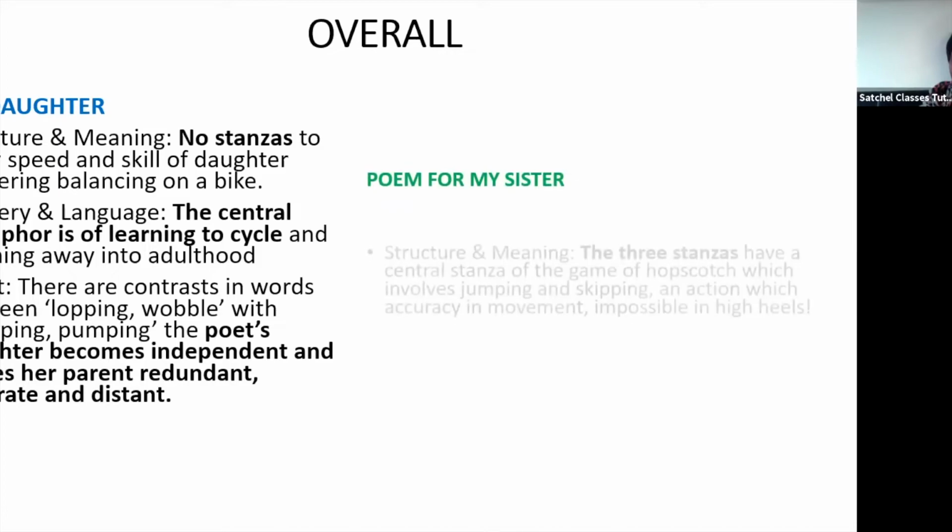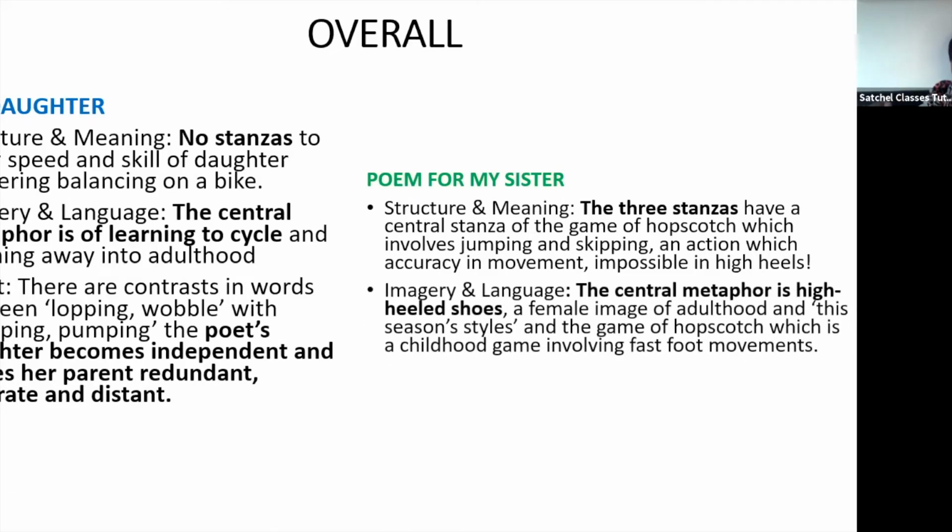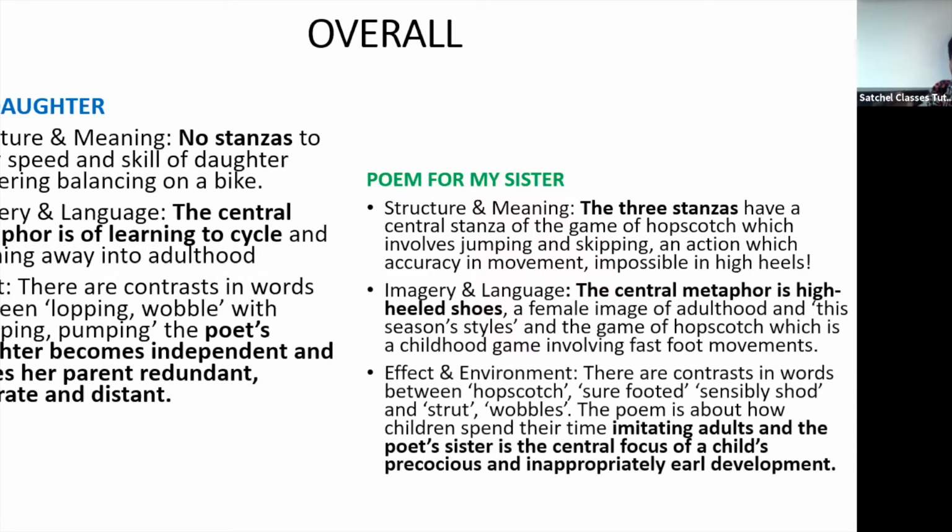In contrast, Poem for My Sister is stanzaic, has 3 stanzas, and you have a central stanza where you have the hopscotch, the jumping, the skipping, the accuracy that would be impossible in high heels. The central metaphor is of high heels, that female image of adulthood, and this idea that she's trying to be too glamorous too early. And the overall idea is that young children should not imitate adults. They shouldn't be precociously trying to inappropriately develop too early.